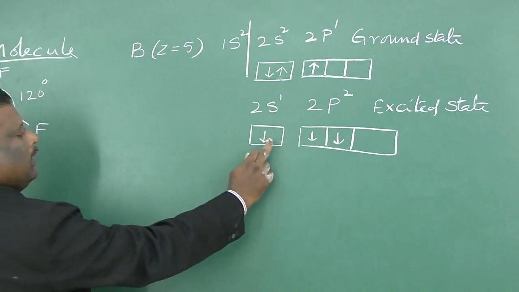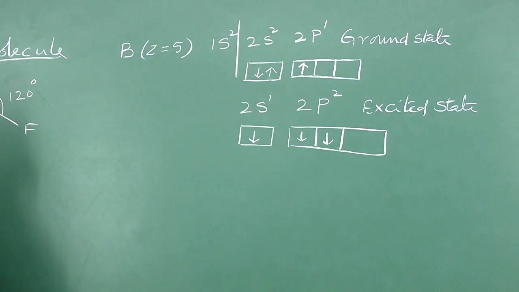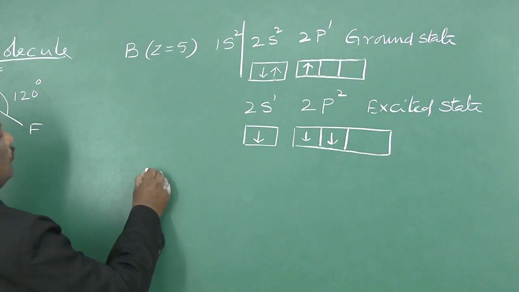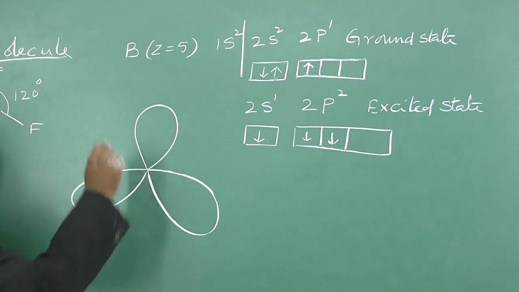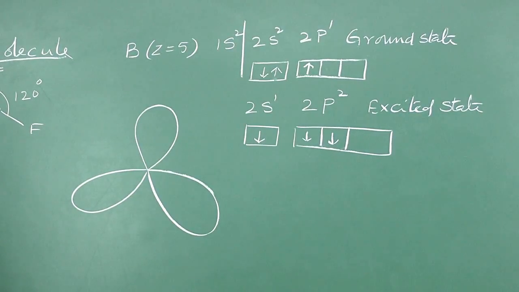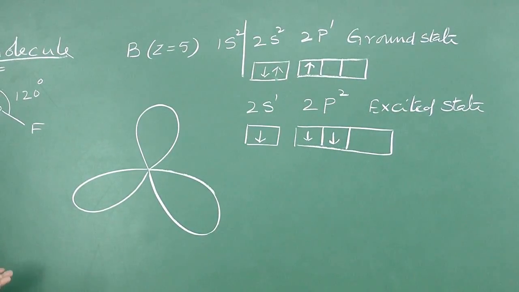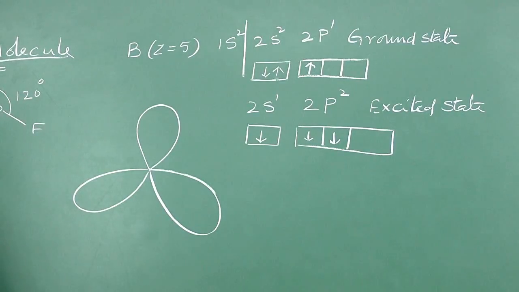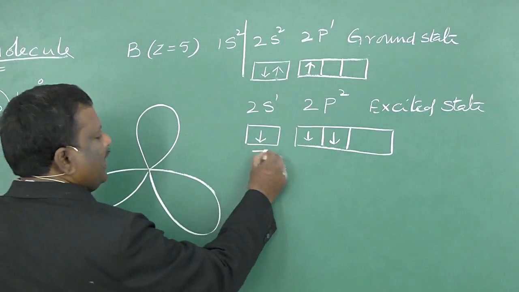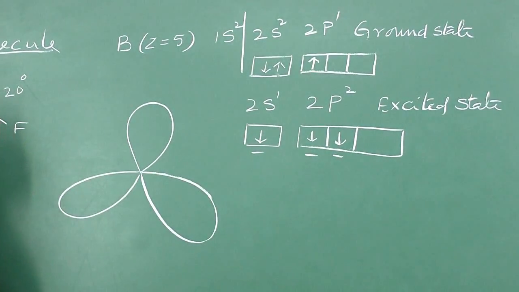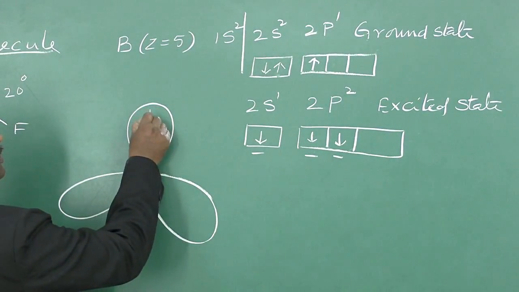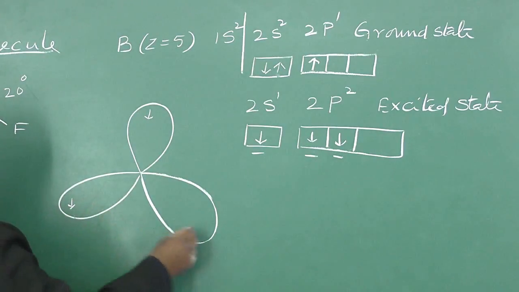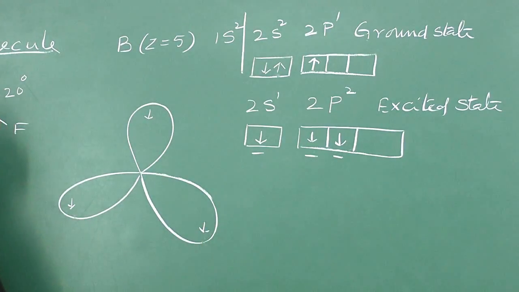Now this boron atom undergoes sp2 hybridization to form 3 sp2 hybrid orbitals. These 3 sp2 hybrid orbitals are in one plane with 120 degrees angle. Now the 3 valency electrons of boron, which are present in the valency shell of boron, when they enter these orbitals, each sp2 hybrid orbital is filled with 1 electron each, that is, half filled with 1 electron each.